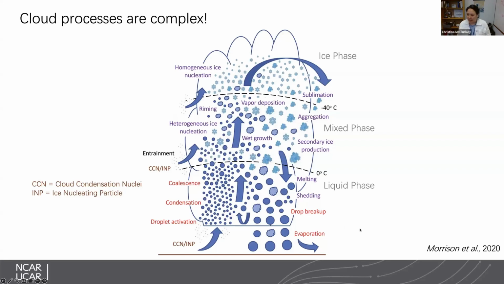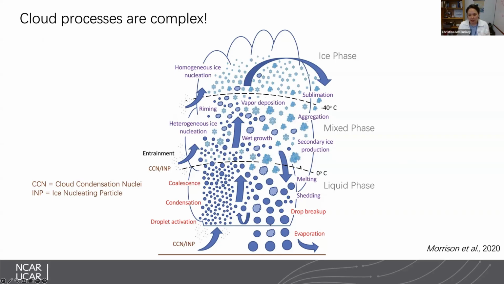The motivation behind this is really driven by the complexity of cloud processes. This here is a cartoon showing the various processes that are active in different clouds. This is a cartoon thinking about many types of processes. We have liquid phase processes here. I think, can you see my cursor? Okay, great. And so here we have a lot of cloud droplet activation, collision of cloud droplets.